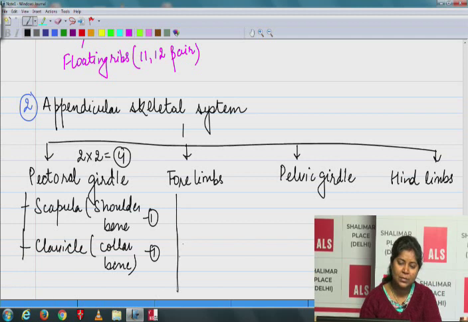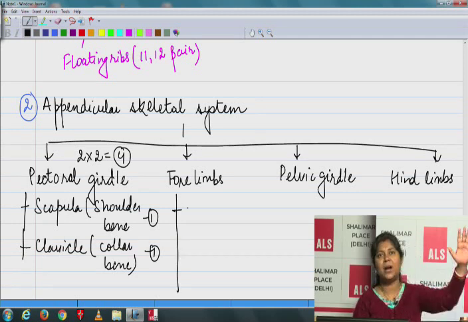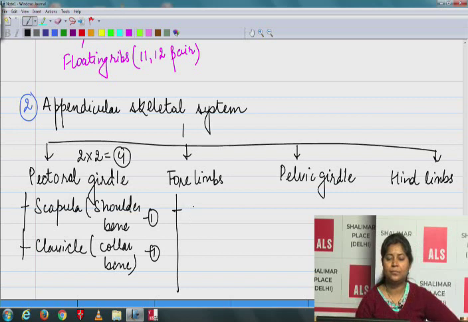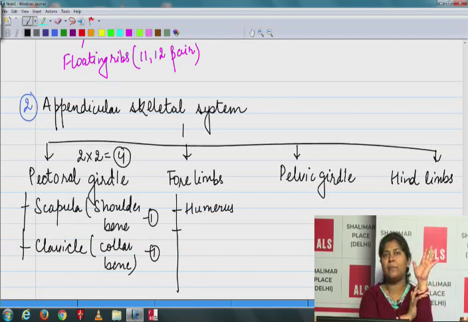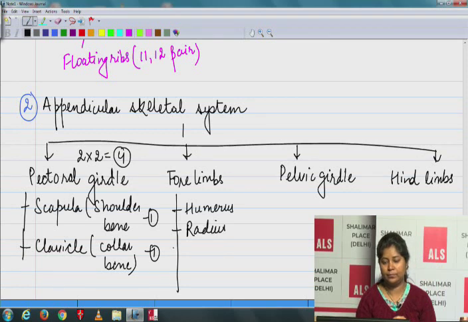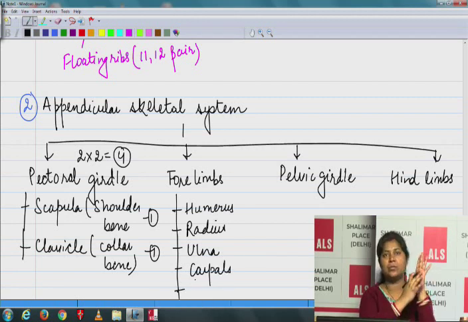Forelimbs, let's see, we'll start with this part. This is the humerus, the arm part. Then towards the thumb, remember, we have the radius. Towards the little finger we have the ulna. These are the carpals. To the palm region we have the metacarpals.